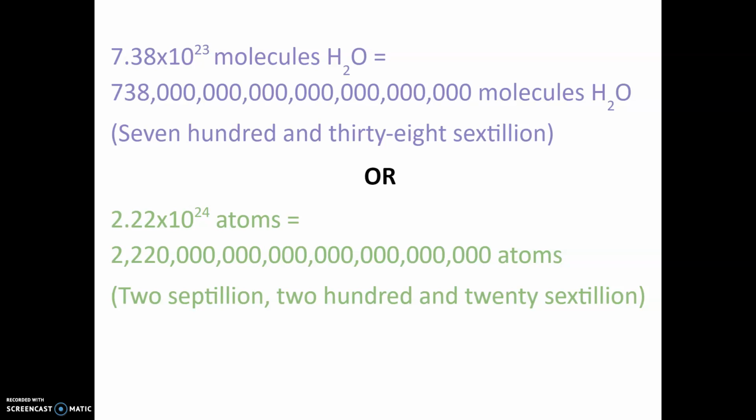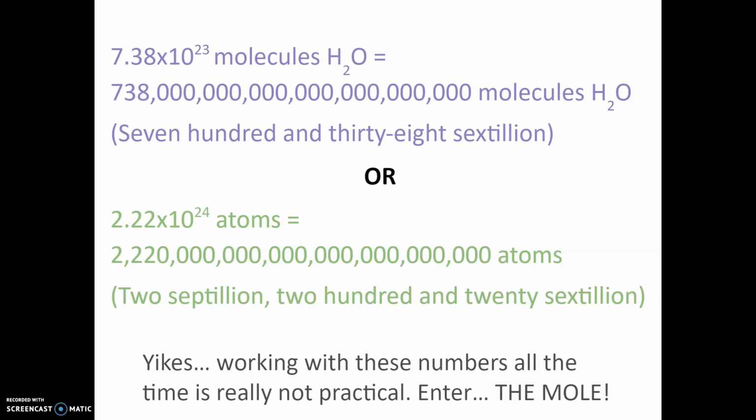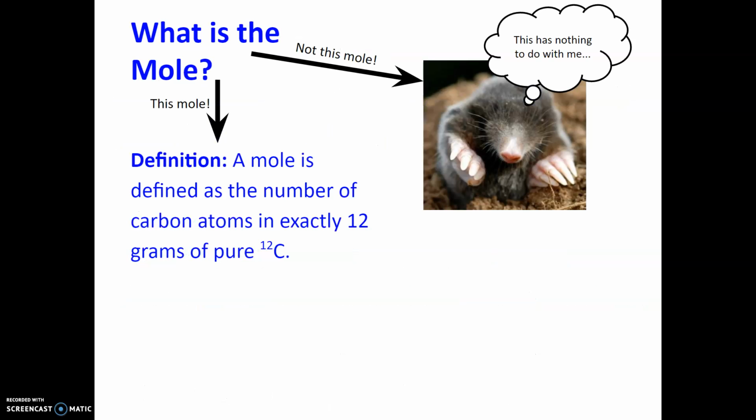That's a lot. And it's really difficult for us to conceptualize numbers like that and to talk about them in conversation. And it's not always practical, even in scientific notation. It's not always practical to work with numbers like this. Thus, we have the mole. So what is the mole? It is not a furry critter in the land of chemistry. It is a furry critter in the land of biology.